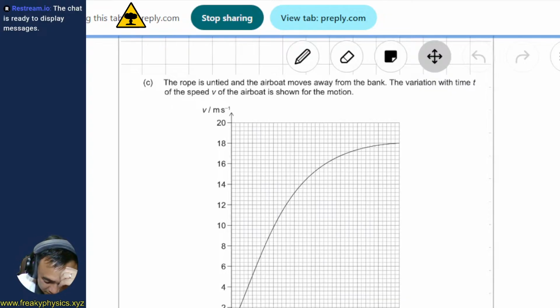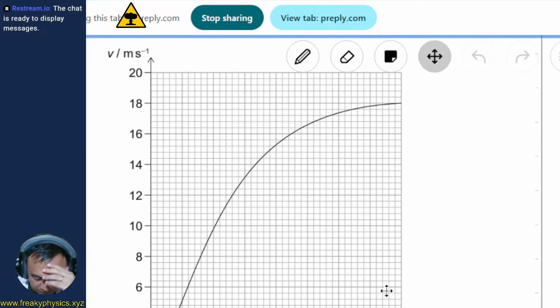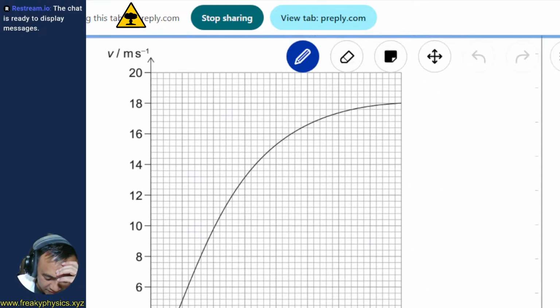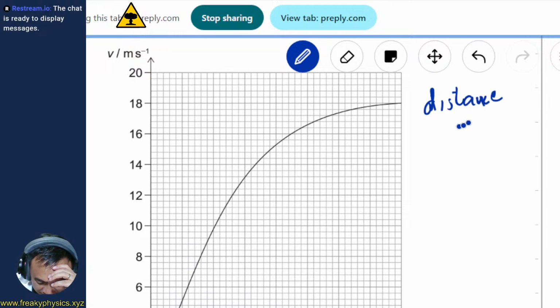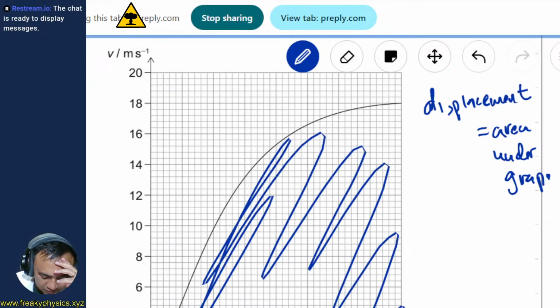You're going to estimate the distance that the airboat travels to reach the maximum speed. The easiest way to do this is to look at the graph and see what type of graph it is. This is a velocity-time graph. So that means the area gives the distance traveled, or the displacement. I'll just say displacement. So the displacement here is equal to the area under the graph. In other words, it's this area here.